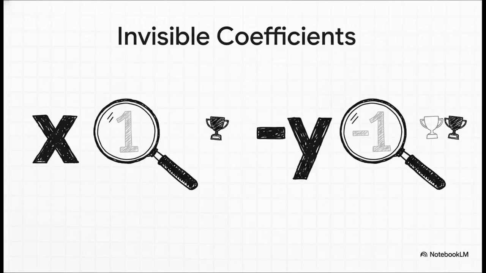But you gotta be careful. This is where people get tripped up. Sometimes the coefficient is invisible. For real. If you just see a letter x all by itself, there's actually a secret 1 hanging out in front of it. And if you see something like -y, that's really a -1 being multiplied by the y. Spotting these invisible ones is a total pro move, so keep an eye out for them.